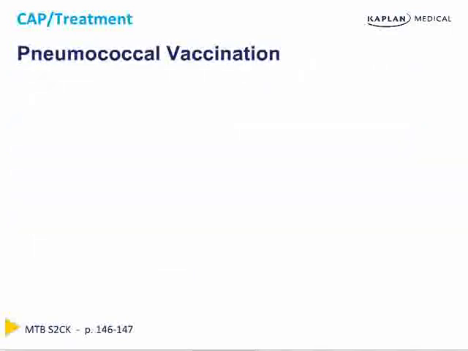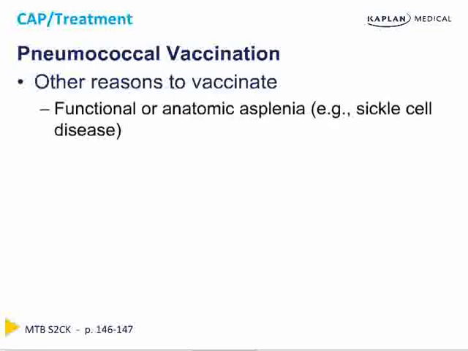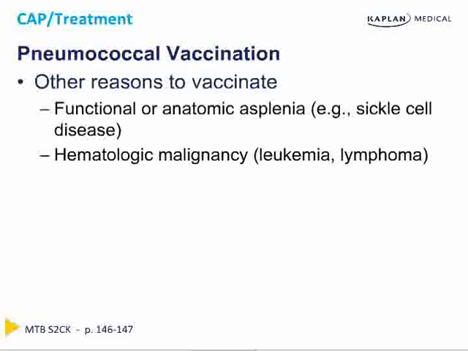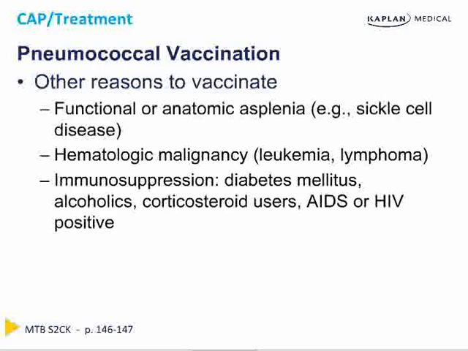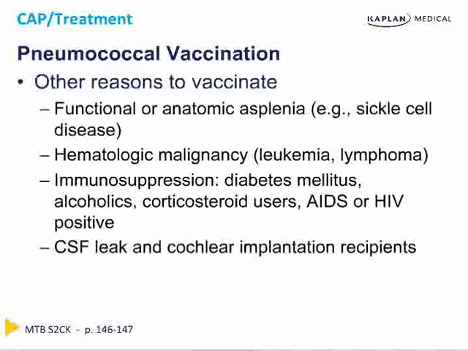Some other reasons to vaccinate people for pneumococcus would include functional or anatomic asplenia, such as a patient with sickle cell disease. If the spleen is not working, patients will have a very hard time combating organisms with an encapsulation, such as strep pneumo. Hematologic malignancy like leukemia or lymphoma, immunosuppressed patients including diabetics, alcoholics, corticosteroid users, or patients with AIDS or HIV positivity. Lastly, patients with CSF leaks or cochlear implantation should also receive the pneumococcal vaccine.